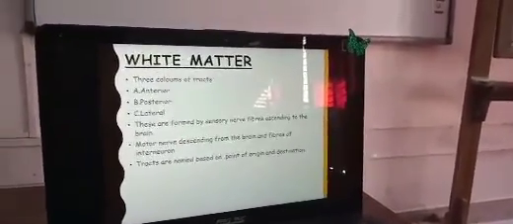They are formed by sensory nerve fibers ascending to the brain, motor nerve fibers descending from the brain, and fibers of interneurons. Tracts are named based on the point of origin and destination. Sensory nerve tracts are also seen in the spinal cord.